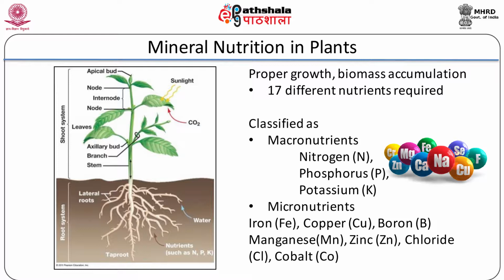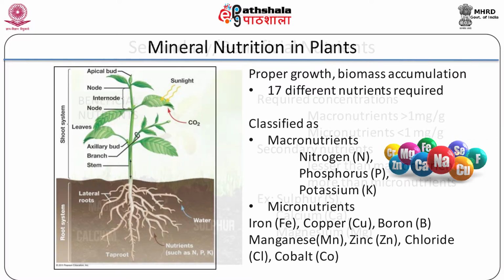Amongst these, macronutrients are required in larger quantities. They include nitrogen, phosphorus, and potassium. Micronutrients are required in smaller quantities and are involved in all metabolic and cellular functions. Plants differ in their need for micronutrients. They include iron, copper, molybdenum, boron, manganese, zinc, chlorine, and cobalt.